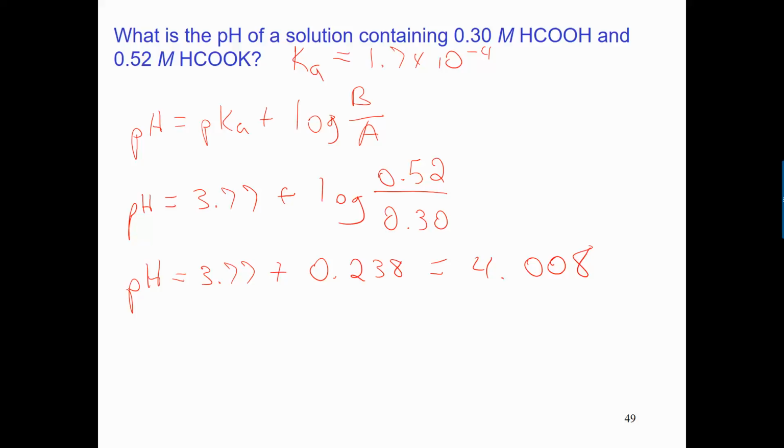So what happened to the acidity? Did the pH go up or down? The pH went up, the acidity went down. The pH went up because this has more base than acid. Okay, let's flip those numbers. What if it was 0.3 over 0.52? Then the pH would go down, the acidity would go up.